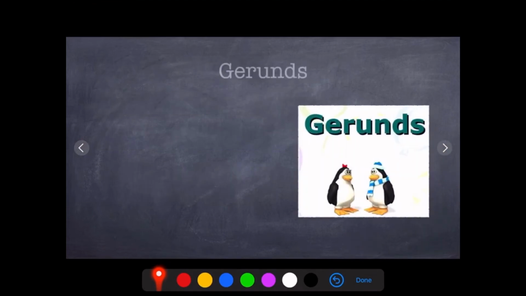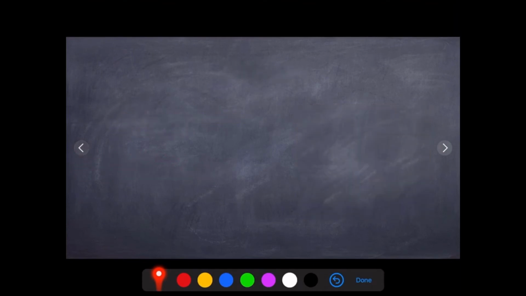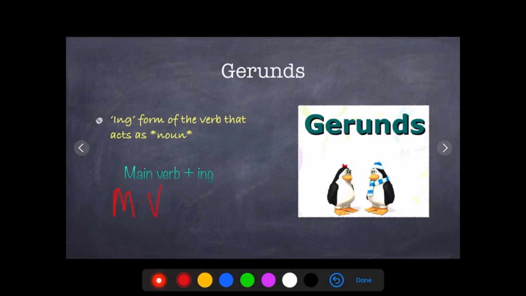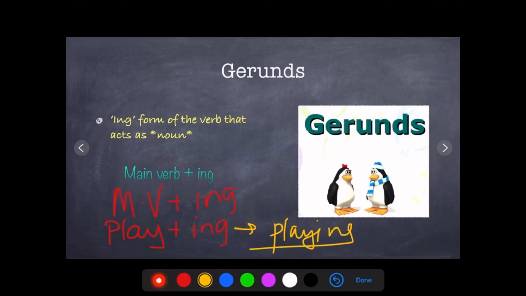Now let us move to the gerund part. What is a gerund? We'll see it now. The formula to know a gerund is main verb plus ing. If there is a main verb like play, let us assume play, and we add ing to it, play plus ing, what will it become? Playing, right? Now playing is a gerund, but wait, it's not that easy. This playing should act as a noun in a sentence. If it is not acting as a noun, then it is not a gerund.